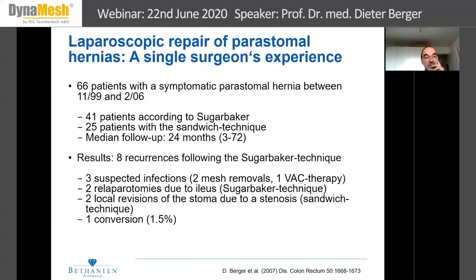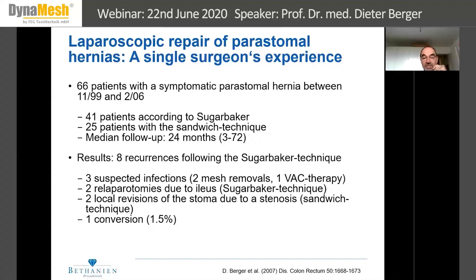We started in 1999 with the Sugarbaker technique in a laparoscopic approach, and we finished it in 2004, and we published these data a lot of years ago. 41 patients according to Sugarbaker and 25 patients with the sandwich technique. We had 8 recurrences following the Sugarbaker technique. At that time, no recurrence with the sandwich technique.